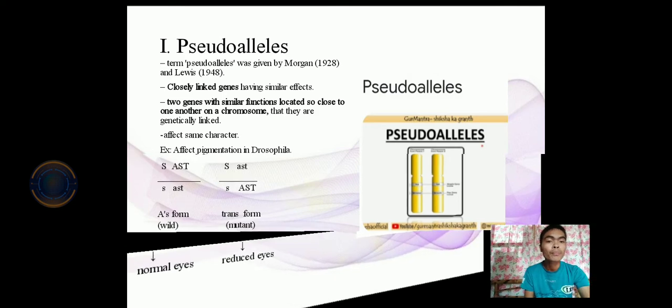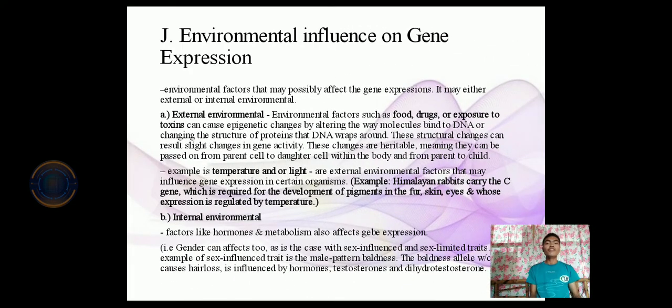That is pseudoalleles. Now, environmental influence on gene expression, we have two factors, external and internal environmental. Under the external environmental, like foods, drugs, or exposure to toxins can cause epigenetic changes by altering the way molecules bind to DNA. Example, temperature and or light will cause and influence gene expression. Example, Himalayan rabbits carry the C gene, which is required for the development of pigments in the fur, skin, eyes, and whose expression is regulated by temperature. Okay, that is the external.